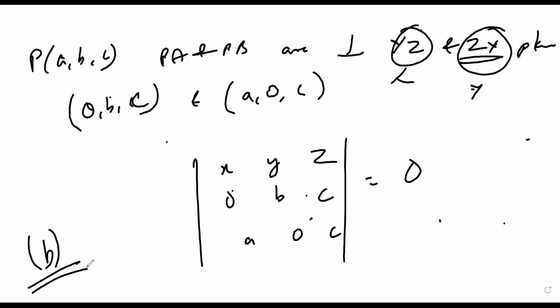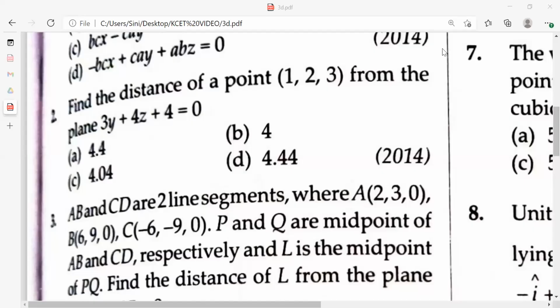Please try it and let me know. So the question is: find the distance of the point (1, 2, 3) from the plane 3y plus 4z plus 4 is equal to 0. Again, this is a very easy question for me. I just take the modulus of this. Then I know what to do.